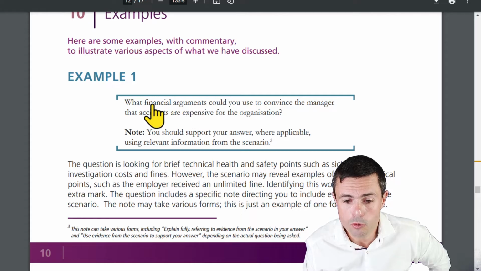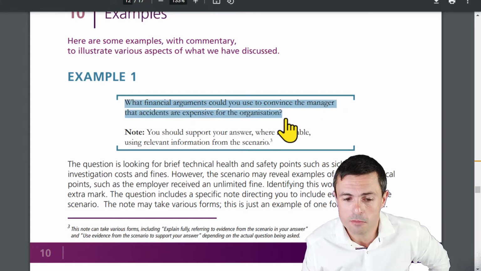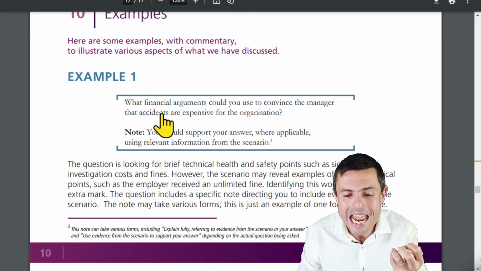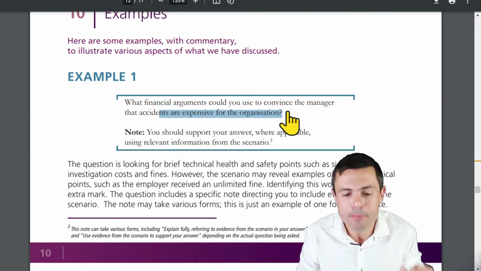And so what we're doing there, we're trying to answer that question. What financial arguments could you use to convince the manager that accidents are expensive for the organization? Remember to try and get that across in your P principle. So you are explaining why that's expensive for the organization. There are lots of accidents in the scenario. Each one's leading to some absence. And this is all adding up, and it's becoming way more expensive than just keeping the floor tidy or stopping the slips in the first place.